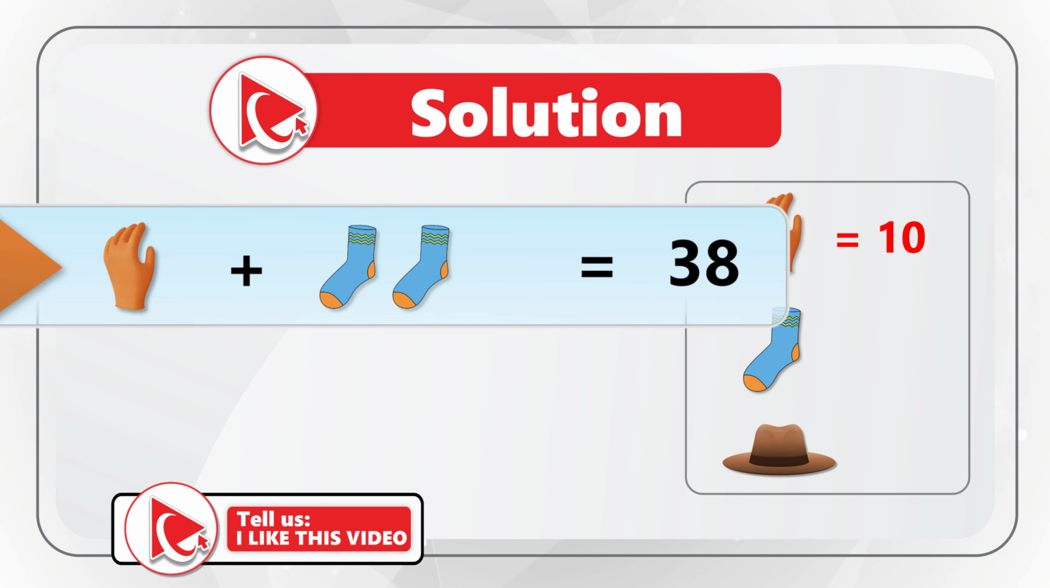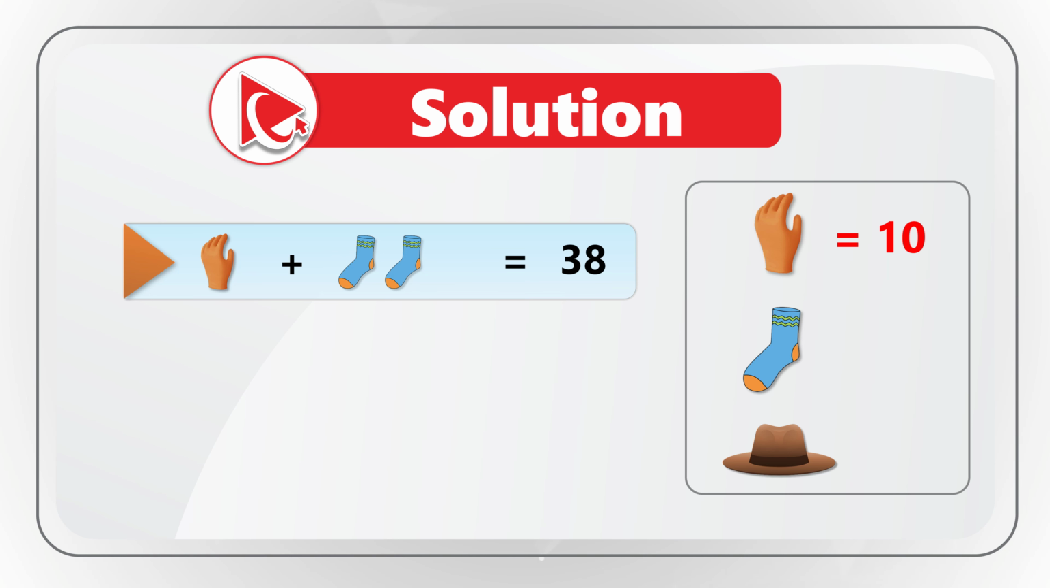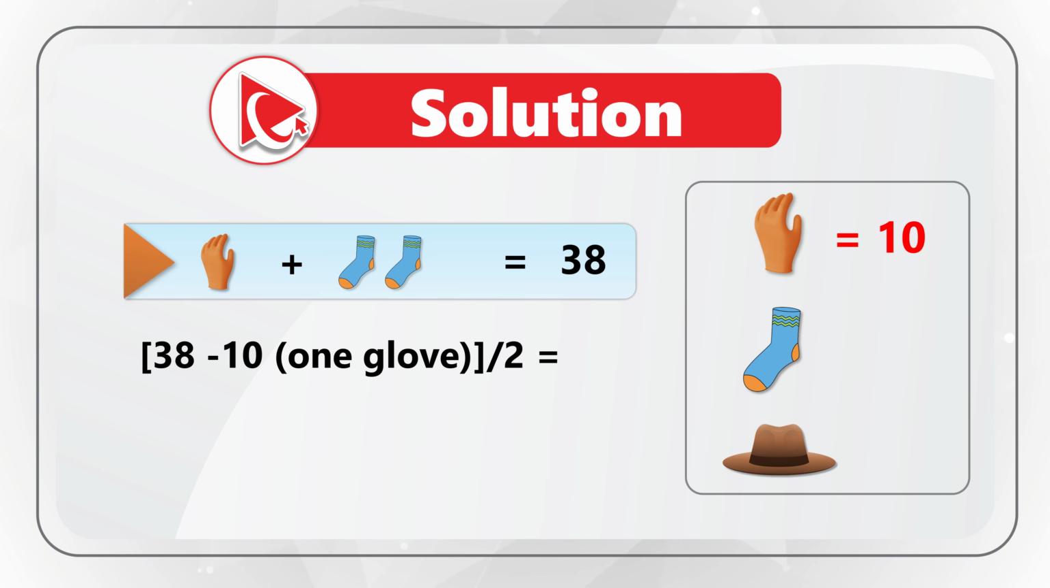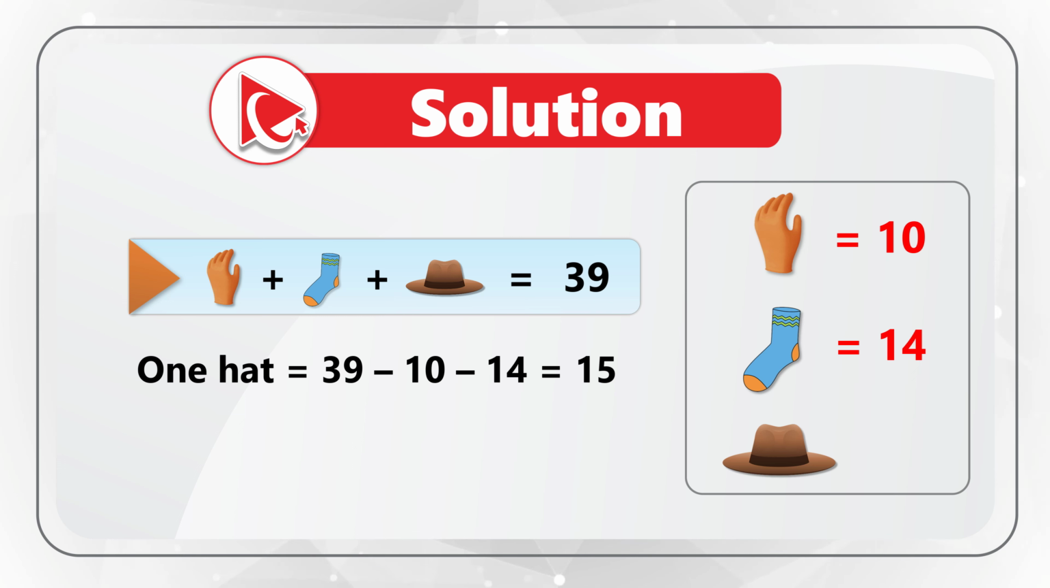Let's go to the second expression. 1 glove and 2 socks equals 38. Let's do the math to calculate what's the value of the sock. 38 minus 10, which is the calculated value for 1 glove, and then divided by 2 equals 14, which means that the numerical value associated with 1 sock is 14. Let's go to the third expression. 1 glove plus 1 sock plus 1 hat equals 39. We can calculate the value associated with hat. It equals 15 because 39 minus 10 minus 14 equals 15.